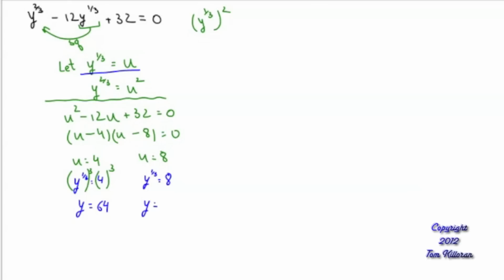whatever 8 cubed is. 512. So there's only two answers here, and y is equal to the set 64 and 512. Yay! This is easy. Oh, okay. So that's all you do. That's it.